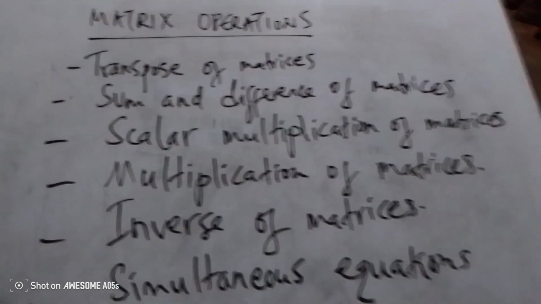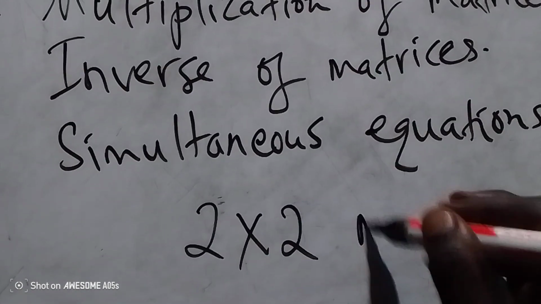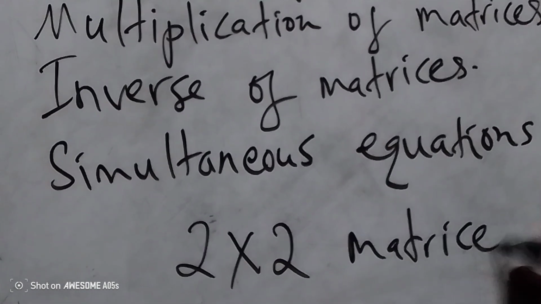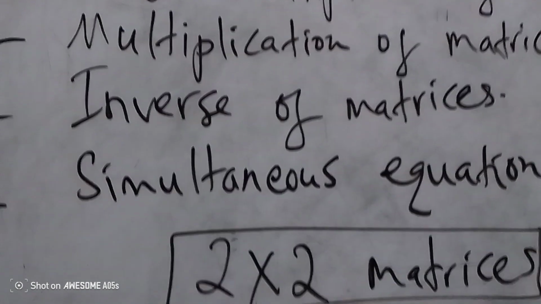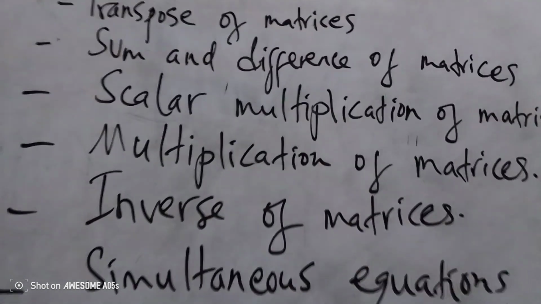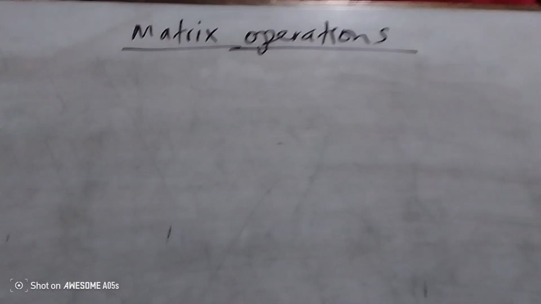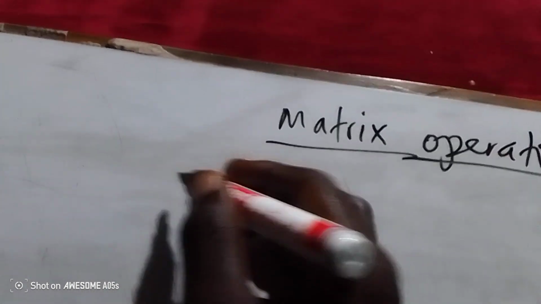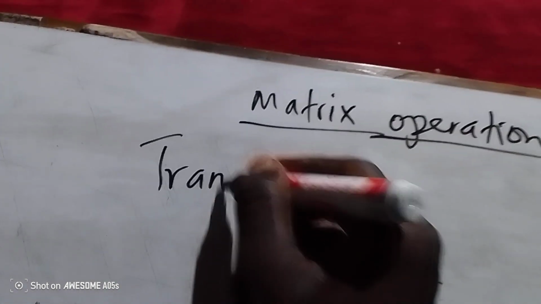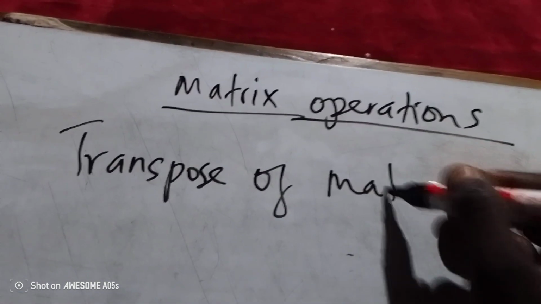Remember, all that is above, we are going to look at 2 by 2 matrices. So we are just going to rely on 2 by 2 matrices. I know there is 3 by 3, 4 by 4, but in this video we are going to look at 2 by 2 matrices. So the matrix operation and the transpose of matrices.